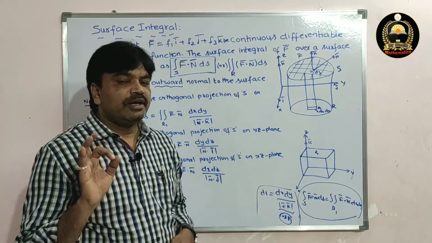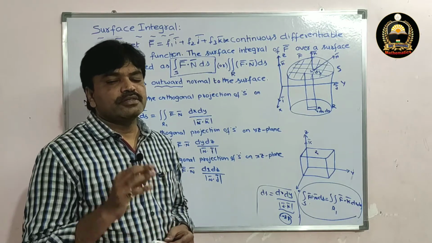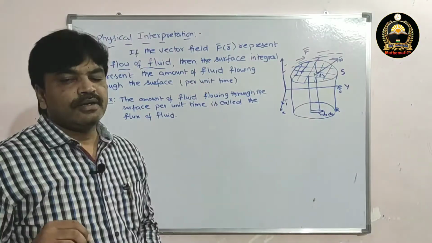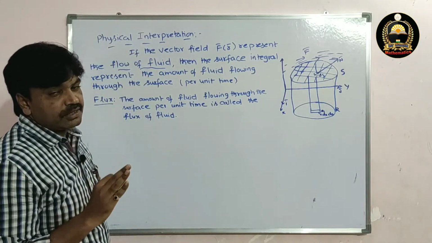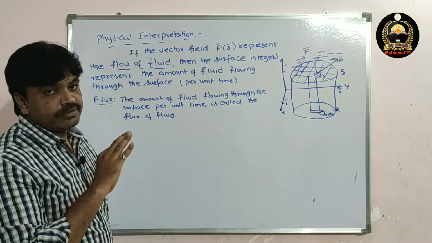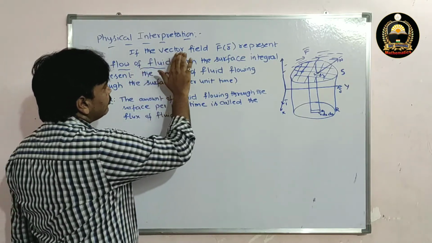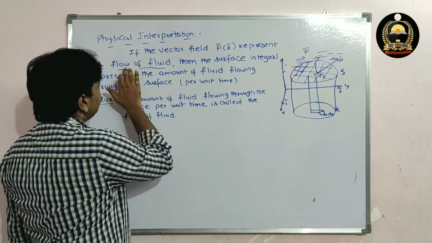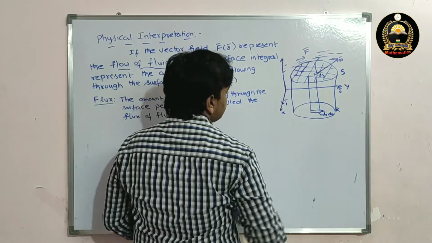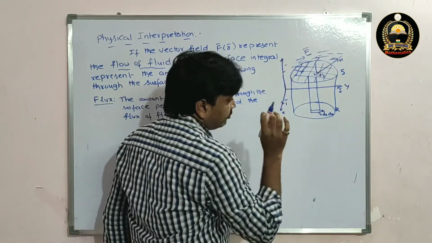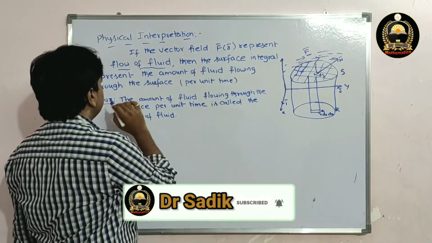Okay students, now let us see the physical interpretation of the surface integral. If the vector field f bar represents the flow of a fluid, suppose there is a fluid like this, and f bar represents the flow of the fluid, then the surface integral represents the following.